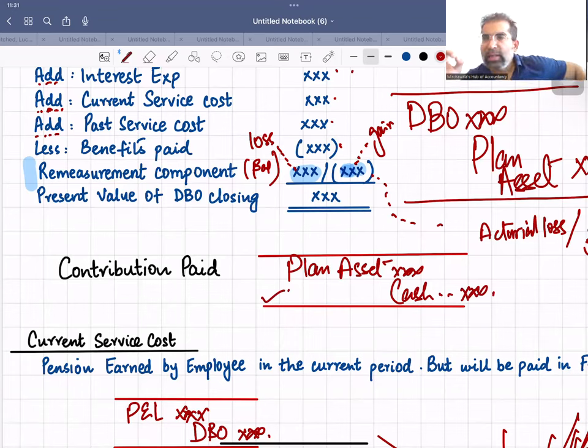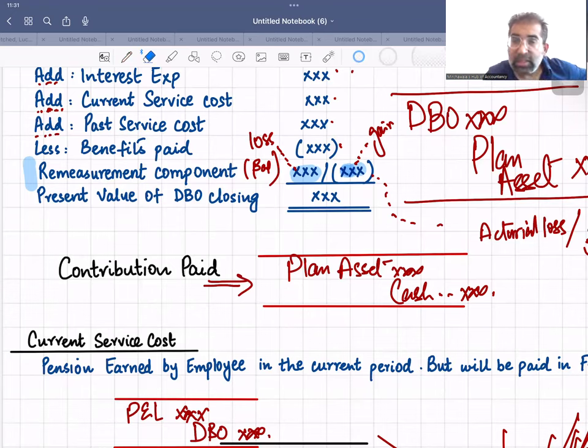Yes, one thing I would like to highlight: this is what we call contribution paid. Listen, this contribution paid is normally guided by the actuary. The actuary tells you how much contribution you are required to make. Because if I'm a small company with only 2-3 employees, I don't need to contribute more. But if I'm a large corporation with hundreds and thousands of employees, definitely I'll have to invest more in the plan asset. So normally the actuary guides you how to do it.